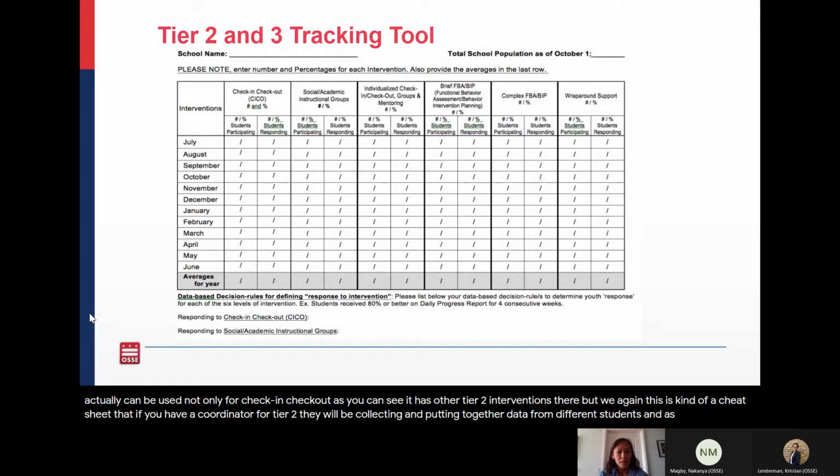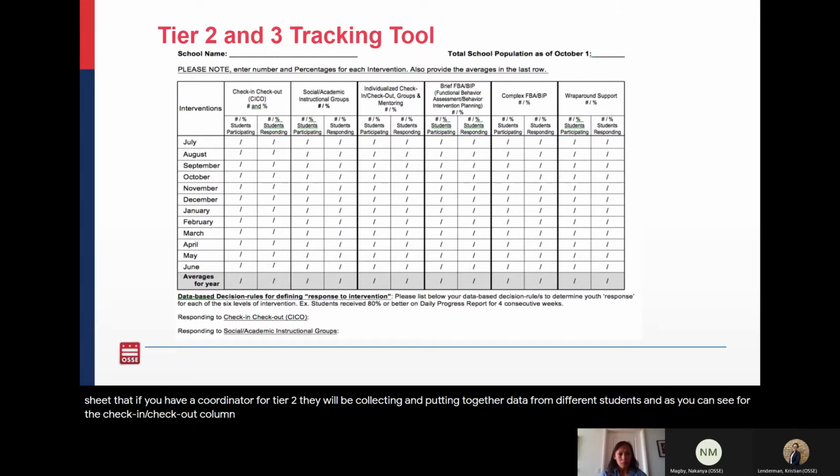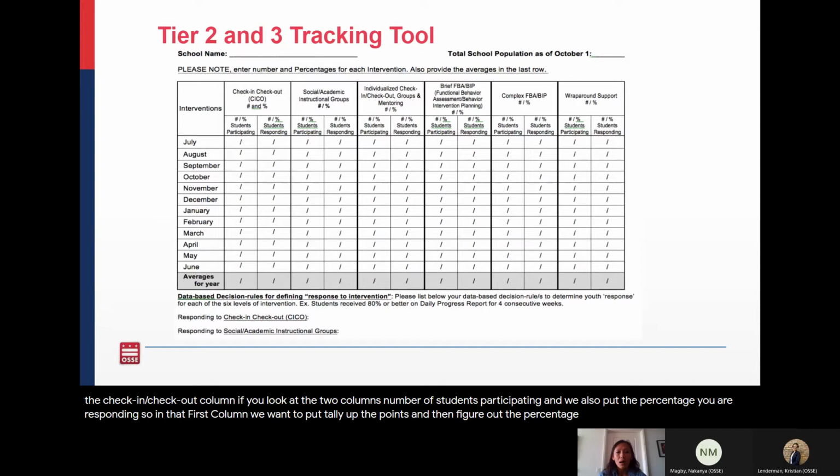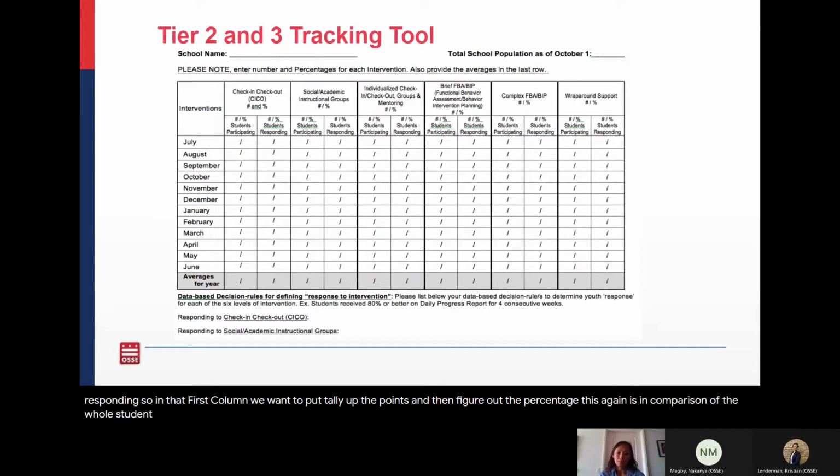And as you can see for the check-in, check-out column, if you look at the 2 columns, on the first one, you'll see that we enter the number of students participating, and we also put the percentage of students who are responding. So in that first column, we tally up the points and then figure out the percentage. This again is in comparison to the whole student population.